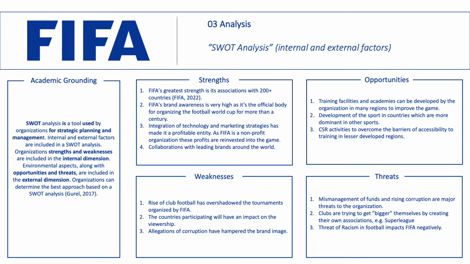Moving on to SWOT analysis. SWOT looks at the internal and external factors both together. As a rule, SWOT analysis is used for strategic planning. It consists of strengths and weaknesses, which look at the internal dimensions, and opportunities and threats, which look at the external dimensions. Let's talk about strengths.